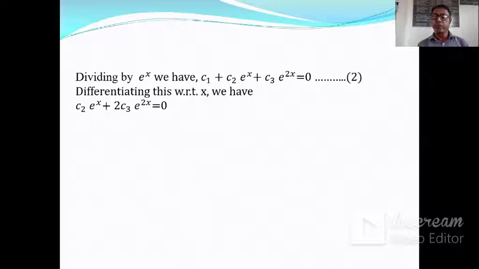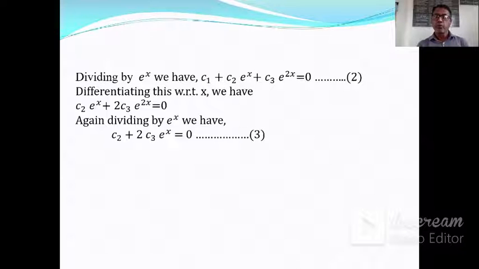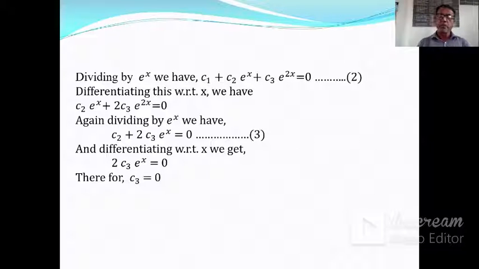And again we differentiate this equation with respect to x. We obtain C2 plus 2 C3 e to the power x is equal to 0. Again we differentiate this with respect to x. Then we obtain 2 C3 e to the power x is equal to 0.